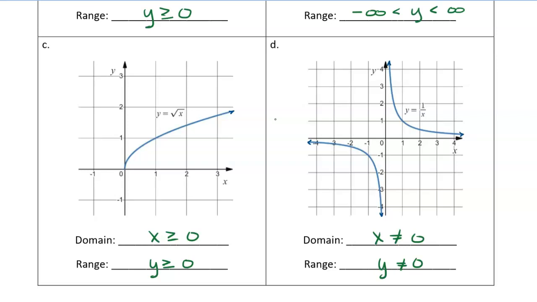Now, again, like I said, we're going to learn interval notation as well, and I'll give that to you in class. All right, I will meet you in the next video.